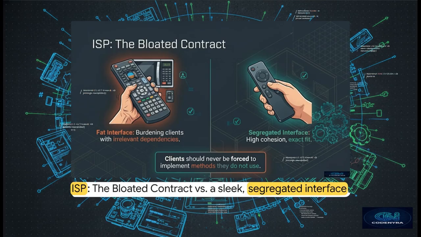A bloated, fat interface is literally like a massive, confusing remote control. It just burdens clients with a staggering array of buttons and irrelevant dependencies that they are never, ever going to use. We want the sleek, segregated remote, high cohesion, exact fit. Clients should never be forced to implement methods they simply do not use.